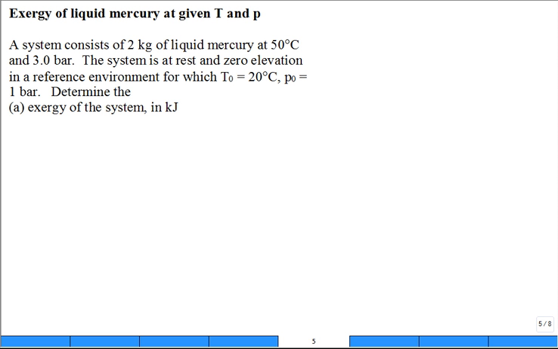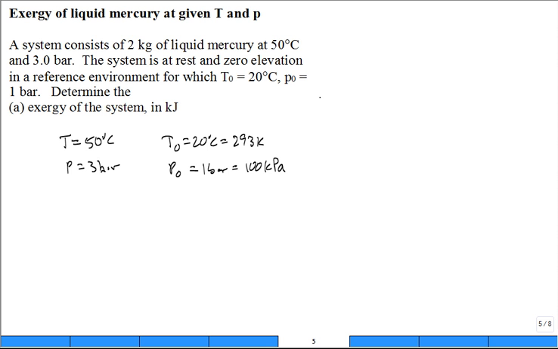So, exergy of liquid mercury. We have a system consisting of 2 kilograms of liquid mercury at 50 degrees C and 3 bar. So you might want to put over here, okay, the temperature initially is 50, pressure 3 bar, and the system is at rest and 0 elevation, and the dead state temperature is 20 degrees C, 293 Kelvin. Dead state pressure 1 bar, which is how many kilopascal? 100 kilopascal for 1 bar? Right. And we want to calculate the exergy of the system.